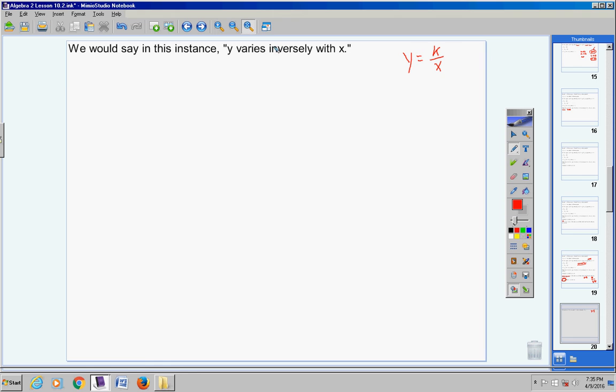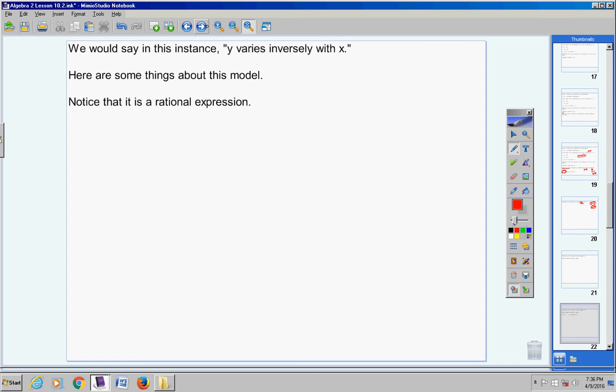If it says y varies directly with x, then you would think of this. Do you see the difference? One is multiplying, one's dividing. Y varies inversely with x, think of this. Y varies directly with x, think of this. Pretty simple. Here are some things about this model, inverse variation.